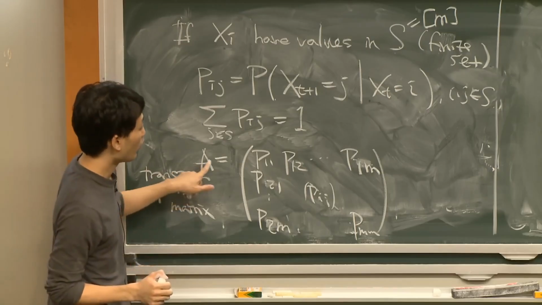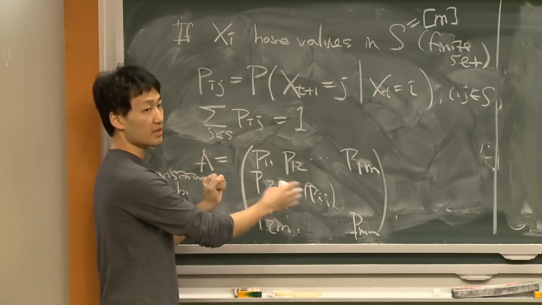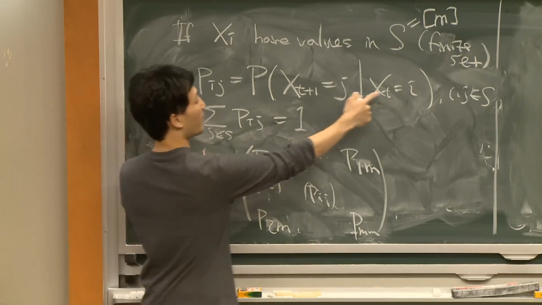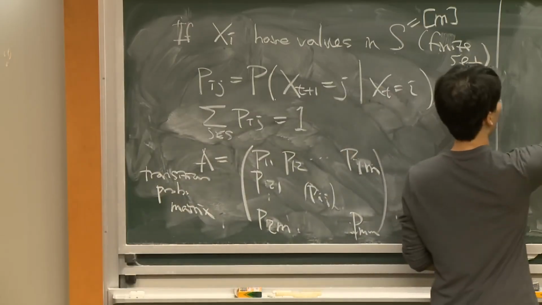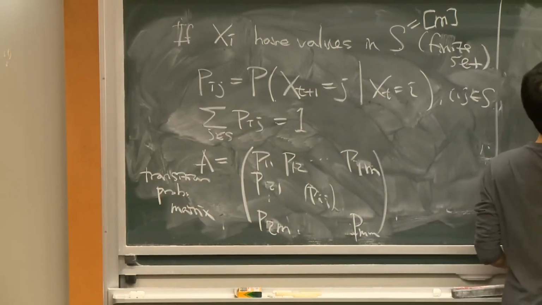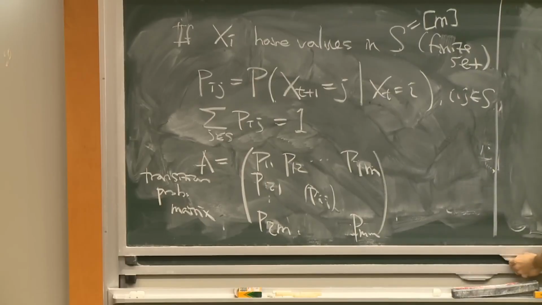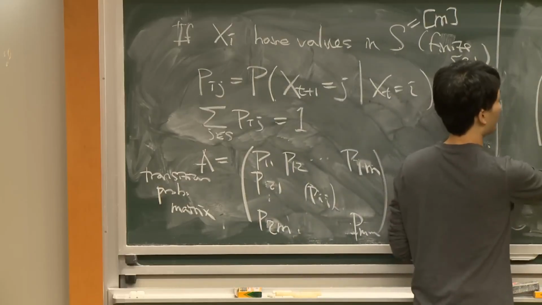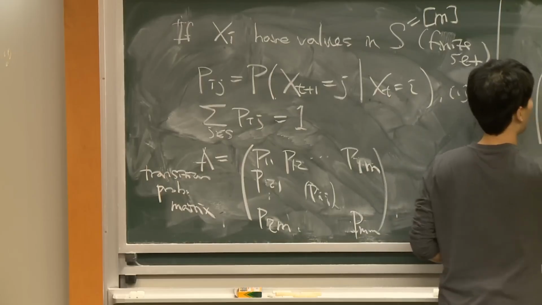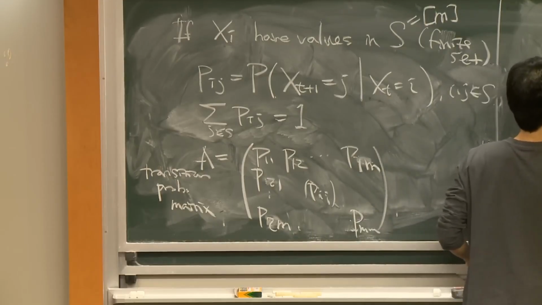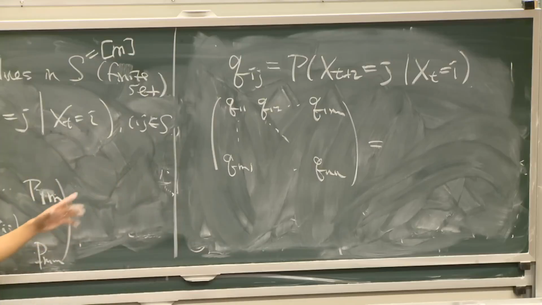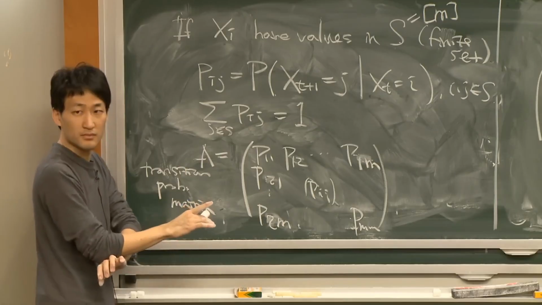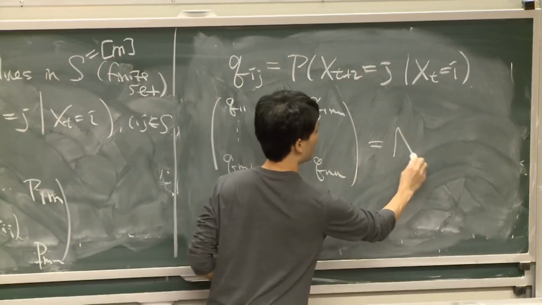Not only that, that's the one step. It describes what happens in a single step, the probability that you jump from i to j. But using that, you can also model the probability that you jump from i to j in 2 steps. So let's define q_ij as the probability that x at time t plus 2 is equal to j, given that x at time t is equal to i. Then the matrix defined in this way, can you describe it in terms of the matrix A? Anybody? Multiplication. Very good. It's a square.